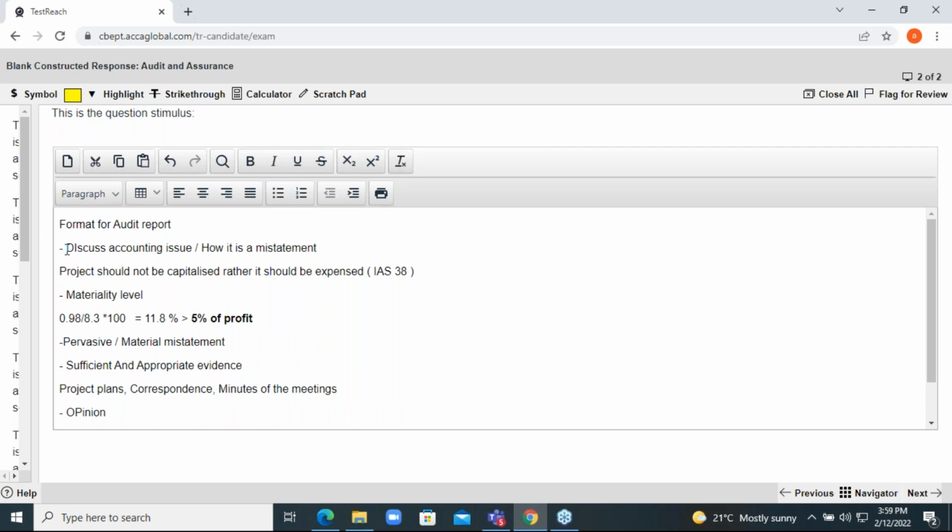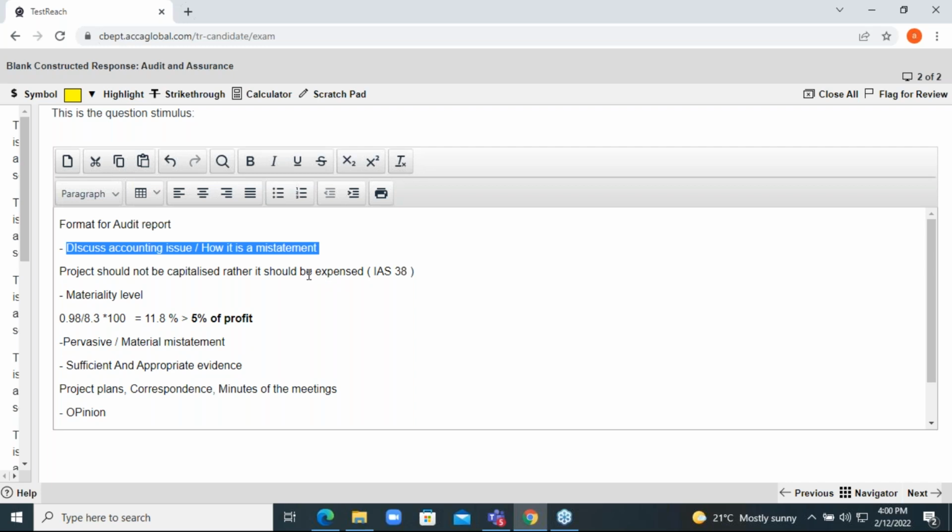So these are the headings, or we can say these are the paragraphs. You can write all this answer in 2 paragraphs or 3 paragraphs. They will be enough to get 4 marks or 5 marks. So this is how you are going to understand. The issue of audit report is easy. You just need to understand whether there is a misstatement or not.